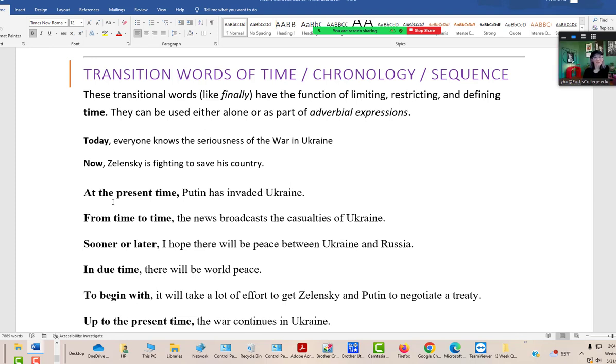Transition words of time, chronology, and sequence. These transitional words, like finally, have the function of limiting, restricting, and defining time. They can be used alone or as part of adverbial expressions. Today, everyone knows the seriousness of the war in Ukraine. Now, Zelensky is fighting to save his country.